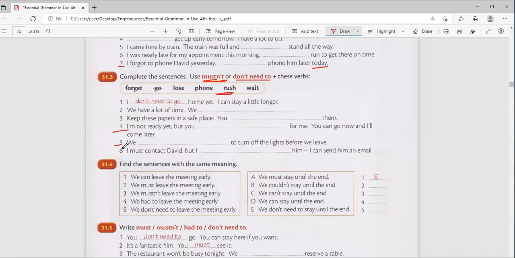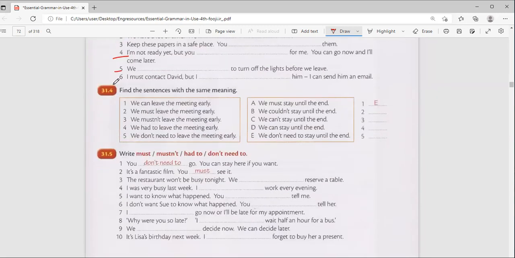Good. 6. I don't know whether Uba can try. Yes, okay. I must contact David, but I don't need to phone him. I can send him an email. I must contact David, like give him some information, but I don't actually need to phone him, isn't it? I can send him what? An email.